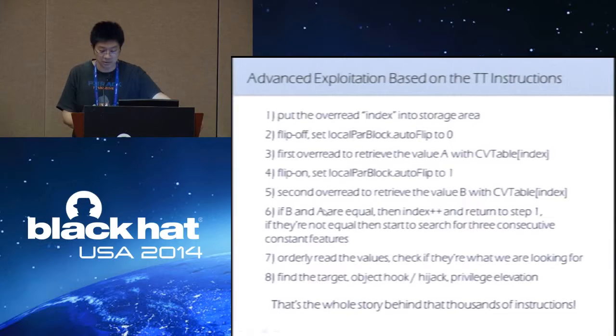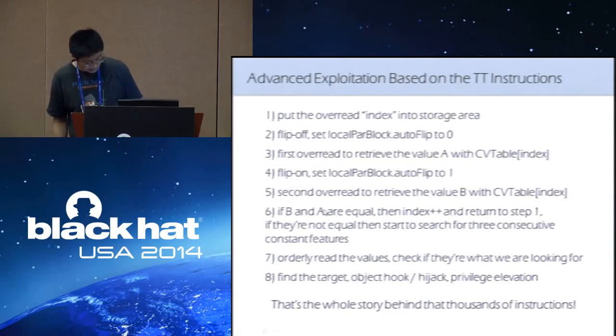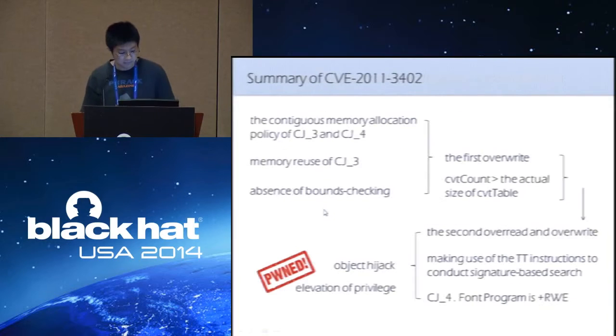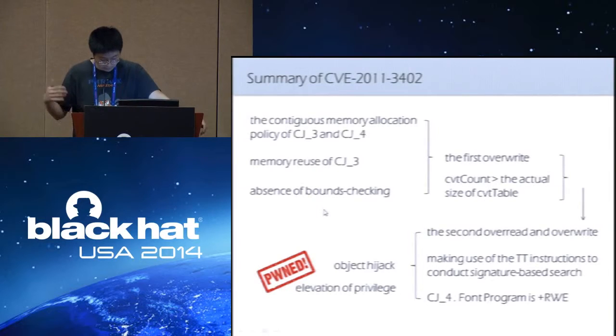If they are not equal, it means that we are close to the target. Then we can start to search for 3 consecutive features. Then orderly read the values and check if they are what we are looking for. Last, find the target. We find the target, hijack the object, and get privileged execution. I want to say there is a whole story behind more than 1,000 instructions. What a wonderful story, and it happened 3 years ago. The complete process from overwrite to exploitation of the vulnerability is as follows.